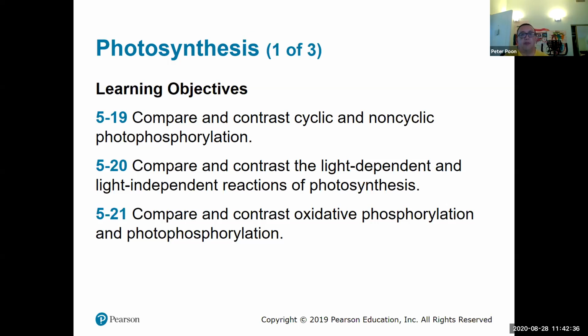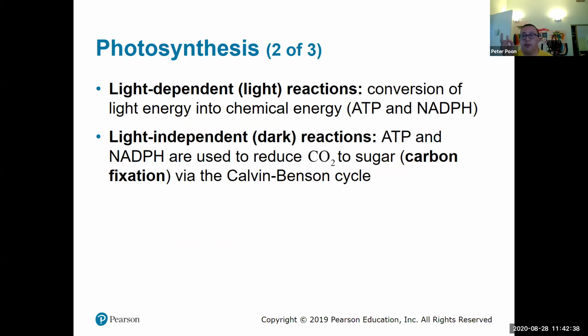Photosynthesis breaks down into two things: light-dependent reactions and light-independent reactions, otherwise known as the light reactions and the dark reactions. The other term for the dark reactions is the Calvin cycle or Calvin-Benson cycle. Photo, light; synthesis, to make stuff. I'm using light to make stuff, so I'm converting light energy into chemical energy.